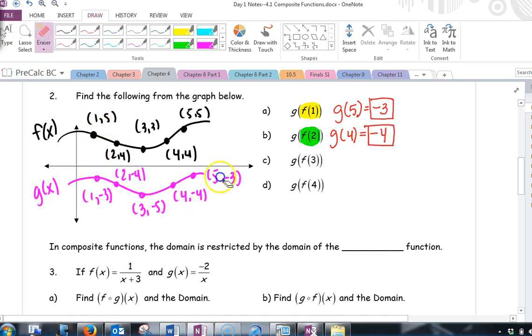Alright. f of 3. So again, 3 is an x value. That's here. f of 3 is just 3. So now we're finding g of 3. g of 3 is -5. And f of 4. 4 is an x value. f of 4 is also 4. So we're finding g of 4. So now 4 is an x value again. And when x is 4, g of 4 is -4.